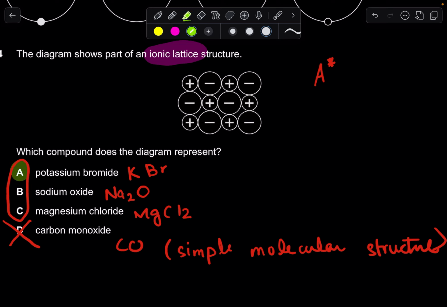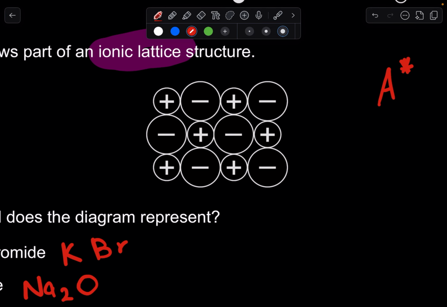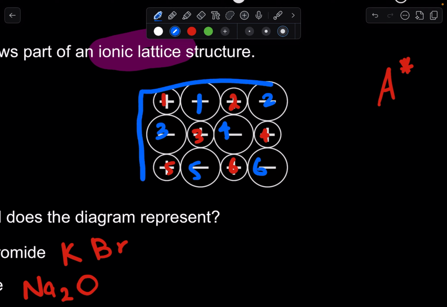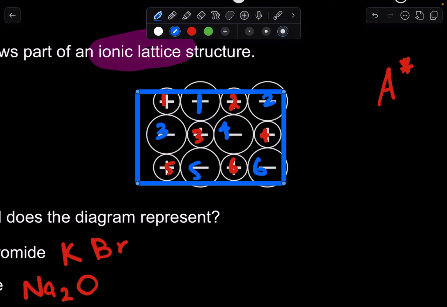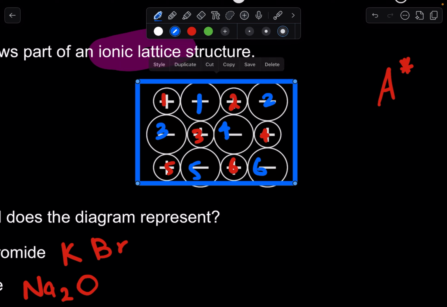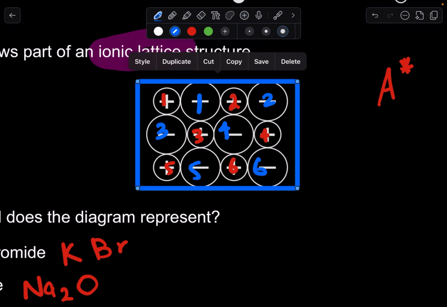The correct answer is A, and the reason for that is, count the number of positive ions. 1 positive ion, 2, 3, 4, 5 and 6. Now count the number of negative ions. 1, 2, 3, 4, 5, 6. This tells us that in this square piece of lattice, the positive ions and negative ions are equal in number.